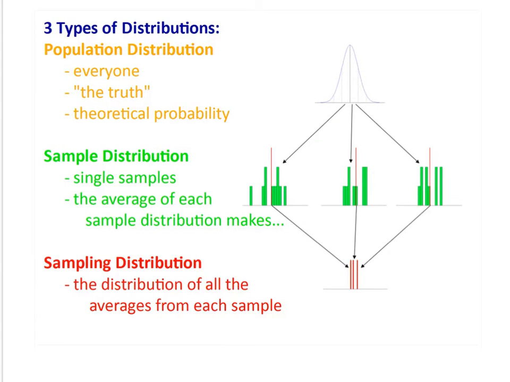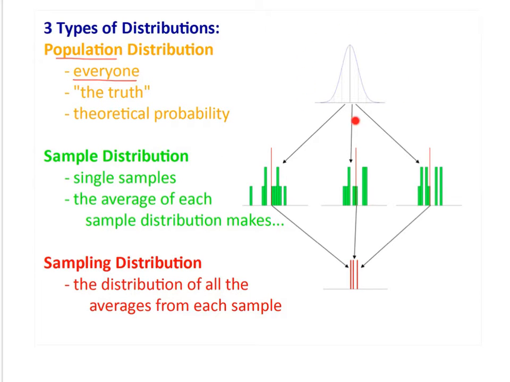If we think about distributions, there's three types. We first start off with the population, or everyone. Sometimes we call this the truth, but really the population is just everyone. It's what would happen if every single person was interviewed or every single light bulb coming off the conveyor belt was measured, anything like that. So the population is my big distribution.